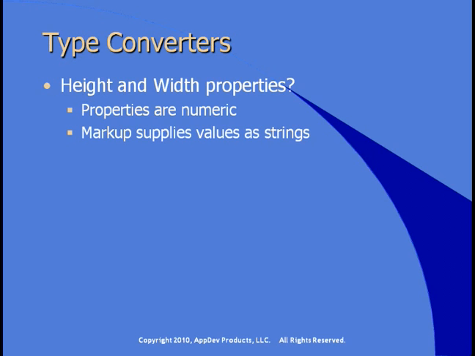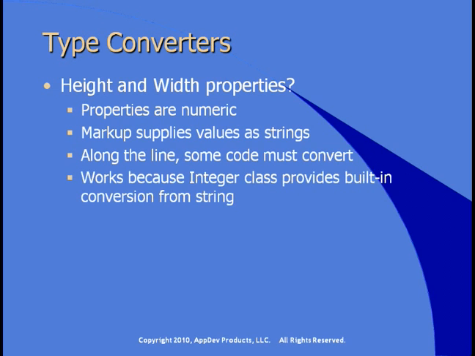Someone had to think about all this as they first started designing XAML, thinking, how are we going to let the users use XML, which requires strings for attribute values, but actually treat them as numbers? Along the line, there has to be some code somewhere that converts those strings into integer values for the height and width properties. And of course, this works because the integer class provides a built-in conversion from string to integer.